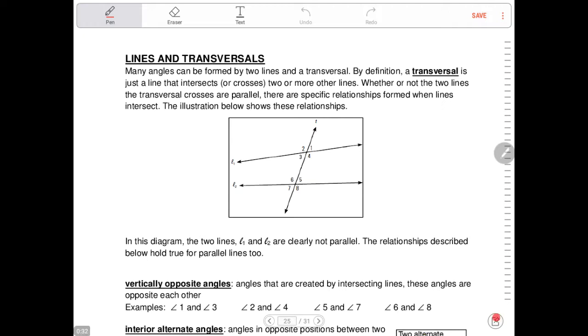So I want to be very clear. This lesson is not about finding missing angles. This lesson is about understanding the terminology. Once we have the terminology in place, we can use that knowledge, information, to allow us to find missing angles, and that will be in the next video.